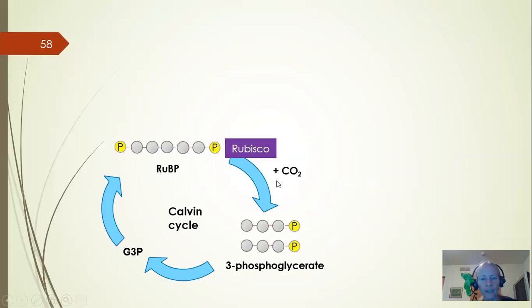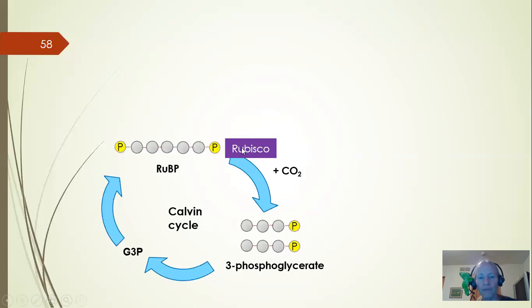But sorry, for every 6 CO2s that are fixed, we're going to get 12 phosphoglycerates and 12 G3Ps, and 10 of those G3Ps will be recycled back to RUBP, and 2 of those will be used to make a glucose. So this is the way it happens in the Calvin cycle.